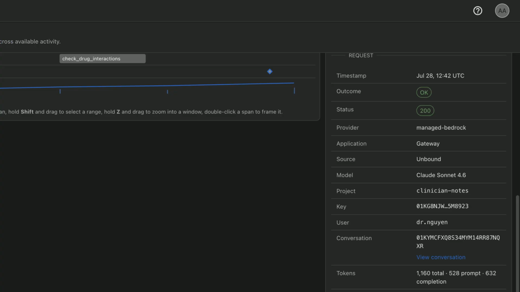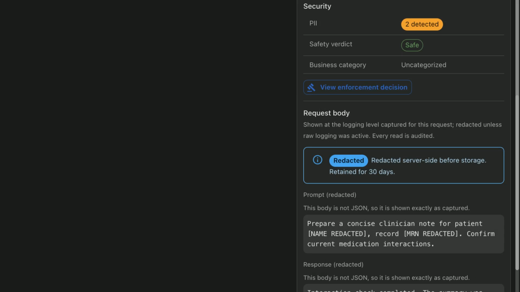Testing is connected to runtime evidence, but the film does not pretend that every privacy action came from the same policy. On this exact request, PrivacyFirst recorded 2 personal data detections and linked the redaction decision to the affected trace. The retained body remains redacted server-side, with obvious synthetic replacement markers instead of patient data. The active retention period is stated in the interface, and every retained body read is audited. Protection appears where it occurred in the session, not as an alert detached from the request.